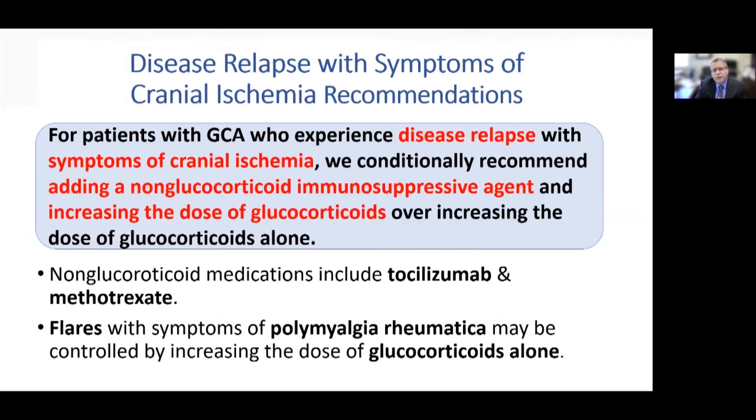Now, if the disease relapse occurs with cranial ischemia, with more concerning manifestations of the disease, then adding a non-glucocorticoid immunosuppressive agent and increasing the dose of glucocorticoids is, again, more important than steroids alone. Again, in this case, tocilizumab or methotrexate. Now, if they present with polymyalgic symptoms like myalgia, muscle aches, pain, stiffness, and really not a whole lot of other things, sometimes those symptoms, especially when patients are on a lower dose of prednisone below 10 milligrams and don't have these other ischemic manifestations, then just adjusting the dose of prednisone a little bit may suffice.